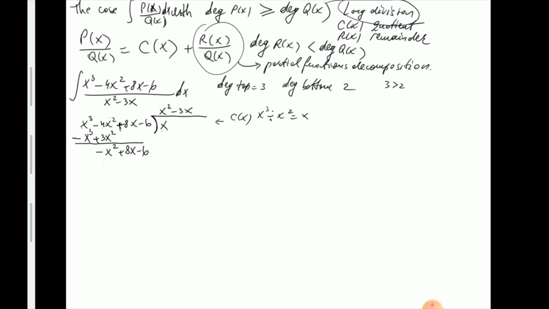So this requires one more step, because the degree is 2 now. So minus x squared over x squared, that's going to be minus 1. Multiply minus 1 by the top, and it's going to be plus x squared minus 3x. This is going to be 5x minus 6. The algorithm stops because the degree now is less than 2, and this will be your remainder. And this will be again the quotient.